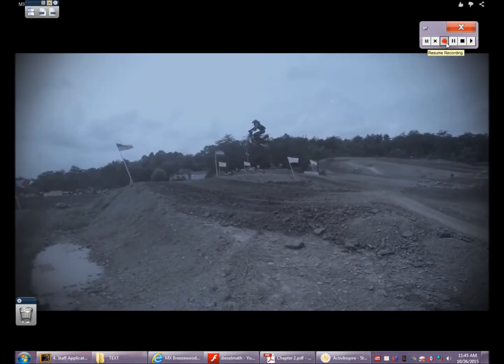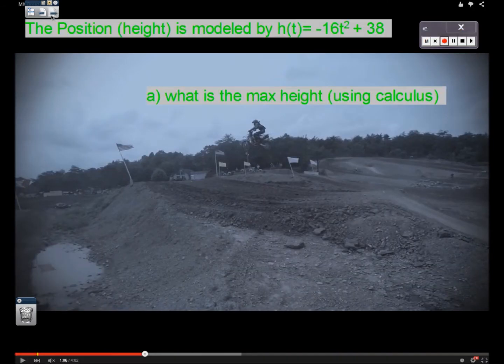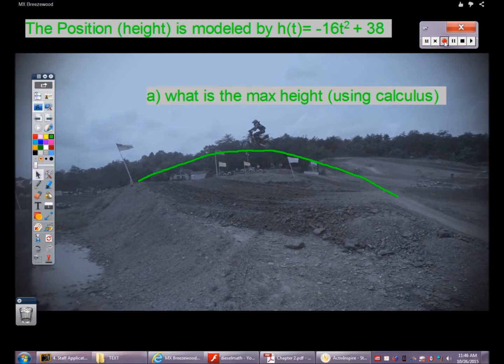I can use calculus to figure this out. If I had the equation for my position, h of t equals negative 16t squared plus 38t, I can calculate the max height. Let me show you how to do that. The max height occurs at the vertex of my parabolic flight path. At that vertex, the max, the tangent line has a slope of 0. Well, derivatives will give me the slope of the tangent line. So the slope of that red line equals 0, and I can take the derivative of h of t.